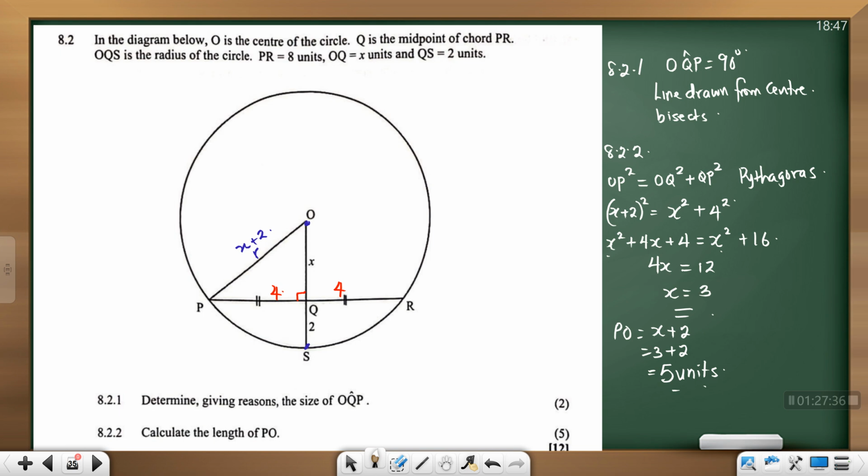Yes, talk to me. So how will you be able to find PO to be x plus 2? It's a radius. Oh, okay. Thank you. I even wrote it here. Radius. And that's the same thing here. So OP is the same as what? OS. It doesn't look like it, but you said it yourself before. Don't look at it with your eyes. It doesn't look the same. This is not even a circle, that's why. This is oval, I think.